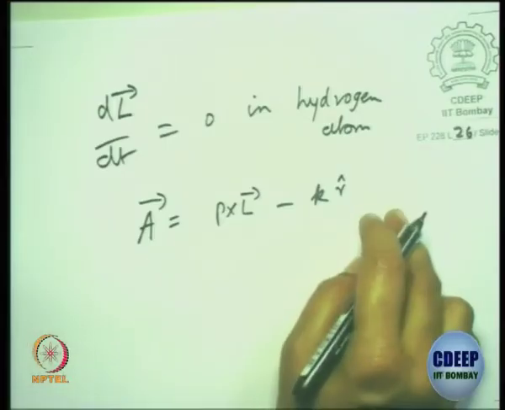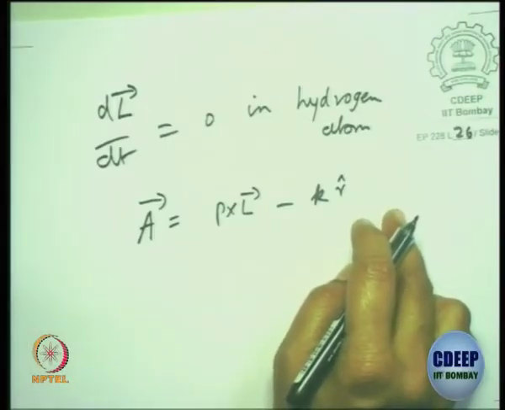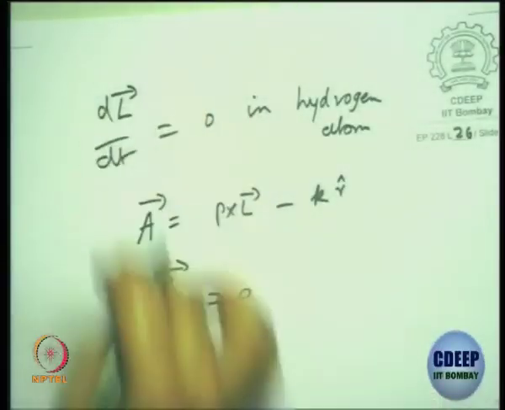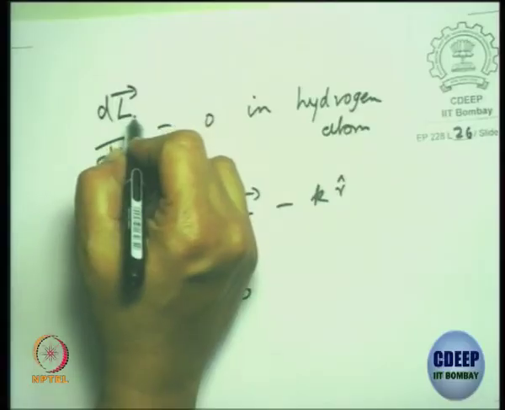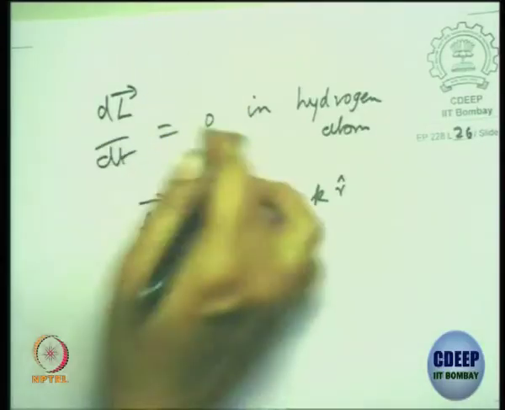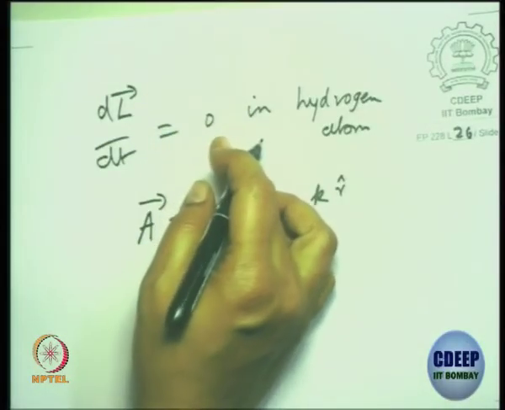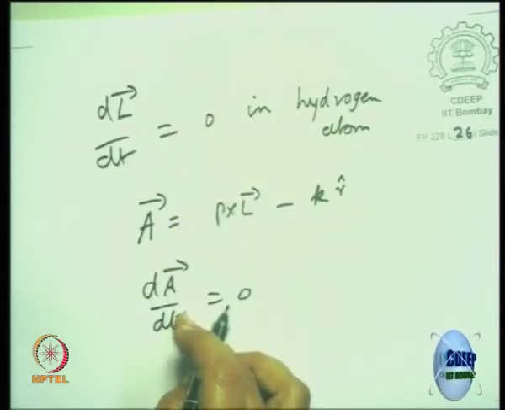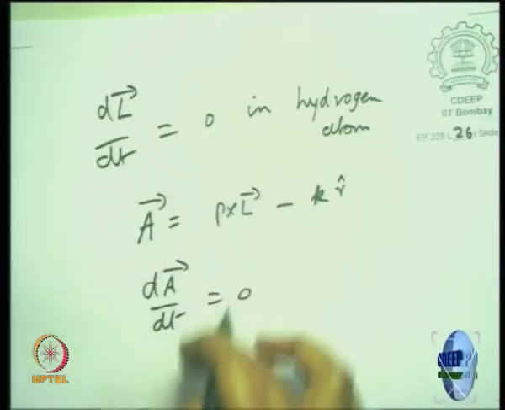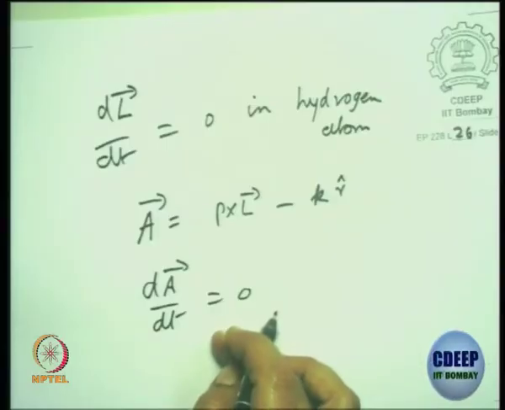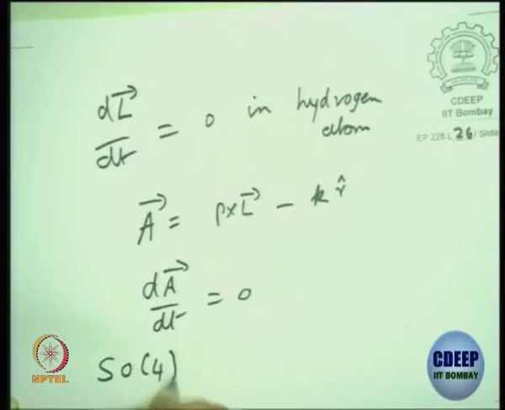Is this also conserved? In classical mechanics, I am sure you would have done this in the Kepler law. So dA by dt is also zero, it is conserved. If I want to put all the 6 together, there are 3 which are conserved here, and there are 3 more which are conserved. If I want to put all of them together, I need to go to SO4.